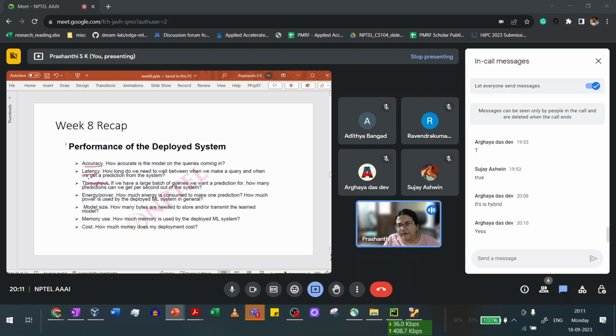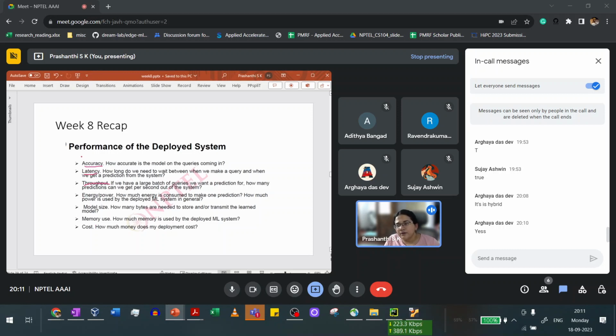You might use one or more. Typically it's a combination of accuracy and another time metric like latency or throughput. Energy can also come into play, right? So multiple metrics can be of interest at the same time and you kind of try to get the best possible outcome.